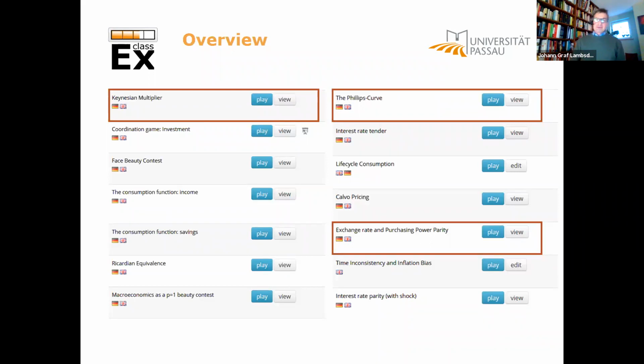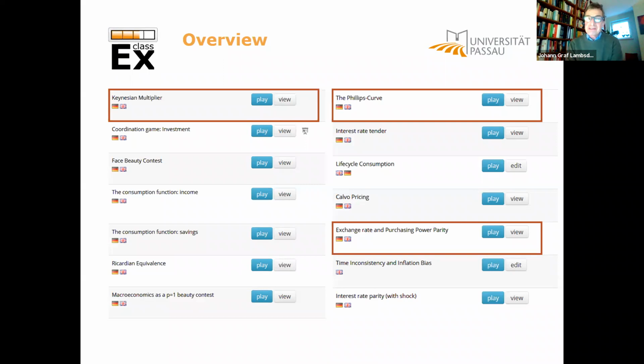And then it's up to you to decide which of the games might fit into your particular classes and teaching. And when you have a look at the classEx website as a lecturer, and when you go to all the standard games we have in macroeconomics, then you will observe this list here. We have a game on the Keynesian Multiplier, and we're going to play this game today, so I don't have to talk so much about that.